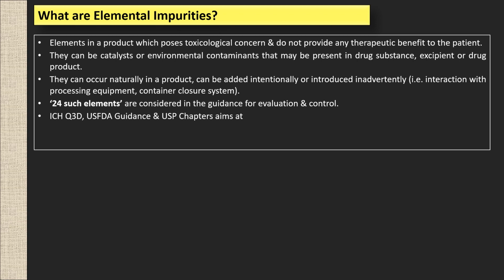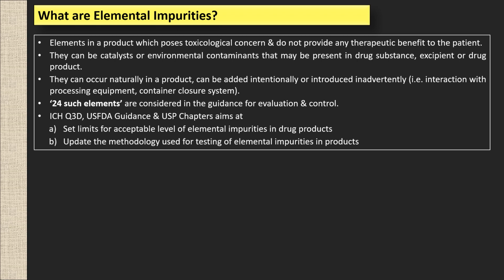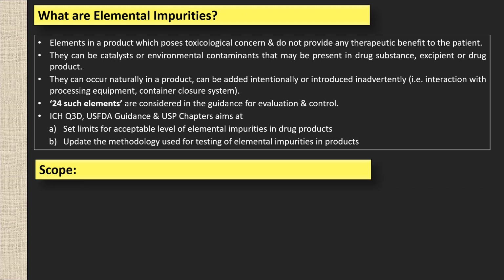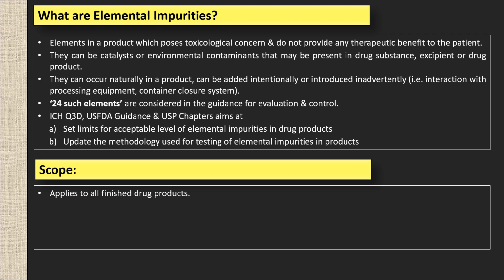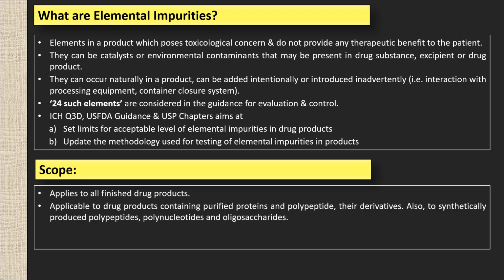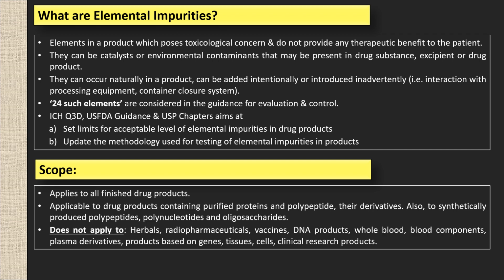All the guidances, that is ICH, USFDA and USP chapters, aim at setting an acceptable limit of elemental impurities in the drug products and updating the methodology used for testing of elemental impurities in the product. The scope of this guidance is applicable to all finished drug products, specifically including purified proteins and polypeptides, their derivatives, and also synthetically produced polypeptides, polynucleotides and oligosaccharides. This guidance does not apply to herbal products, radiopharmaceuticals, vaccines, DNA products, whole blood components, plasma derivatives, products based on genes, tissues, cells, and clinical research products.